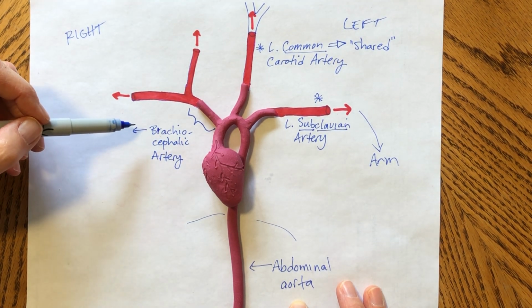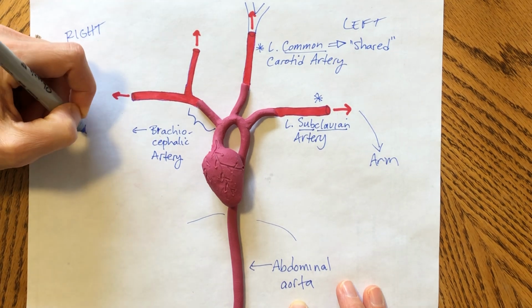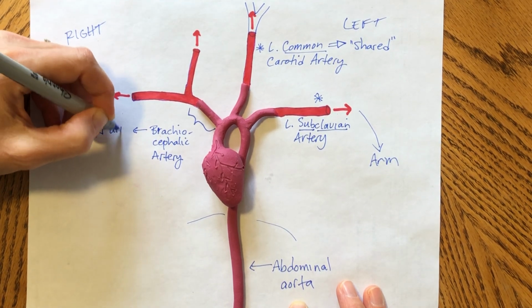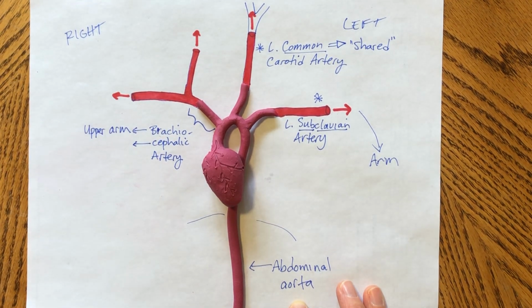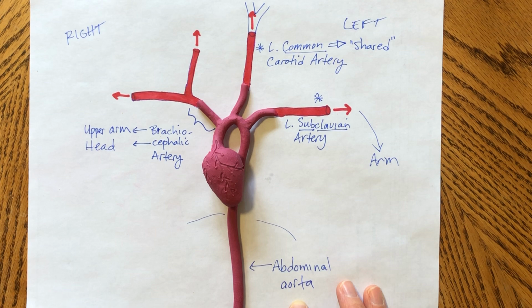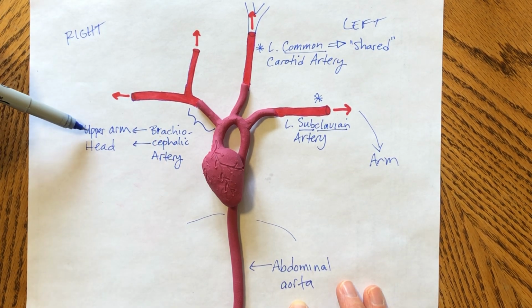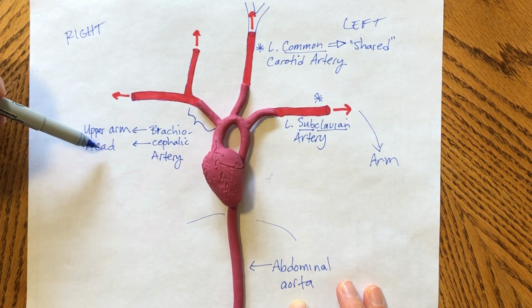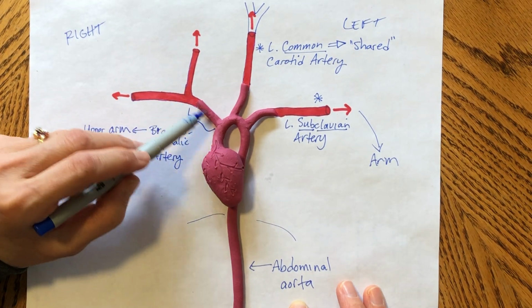Brachio refers to brachial, like the brachial region. Do you remember where the brachial region is? That's right, it's the upper arm. And then we also talked about the cephalic region. Where was the cephalic region? All right, it's the head region. So the brachiocephalic artery carries blood to both the upper arm, the brachial region, and the head, the cephalic region. But that's just this first little chunk.